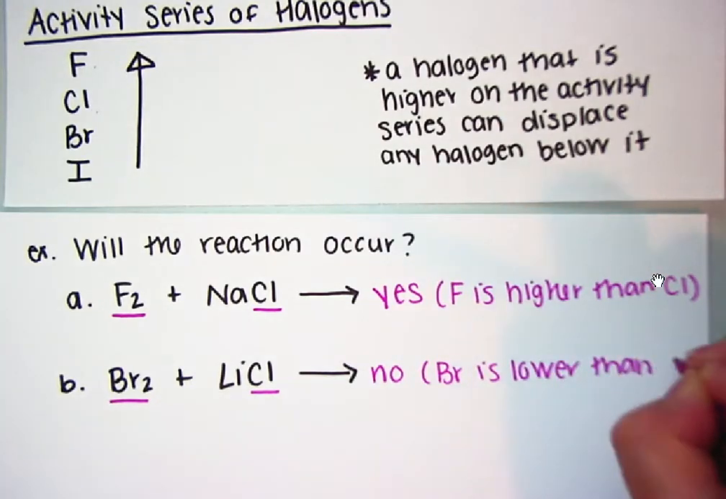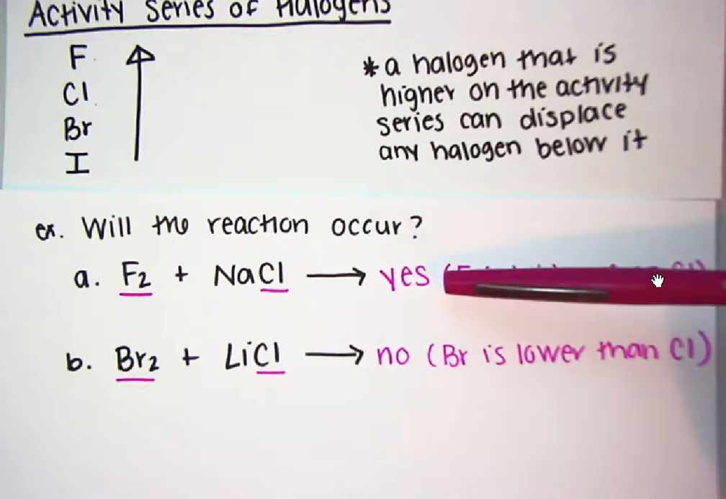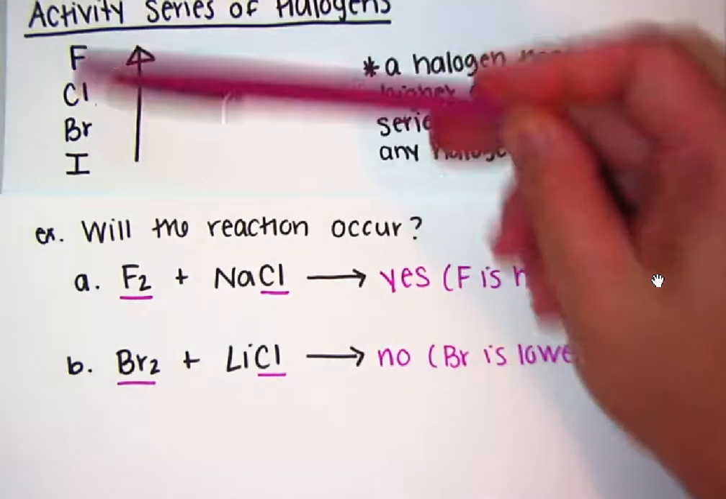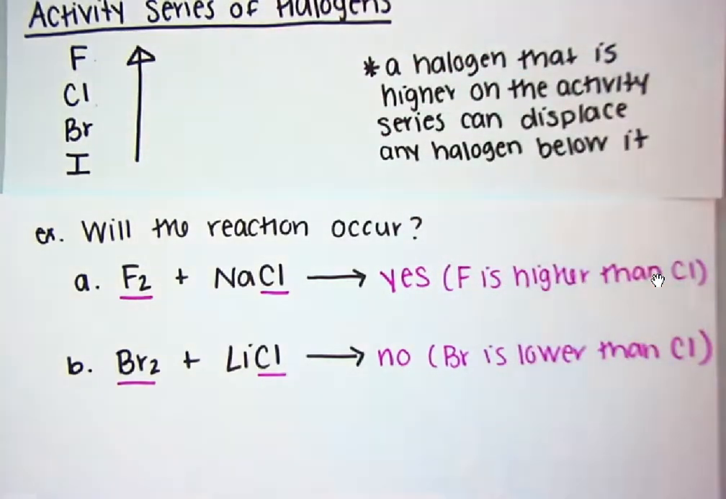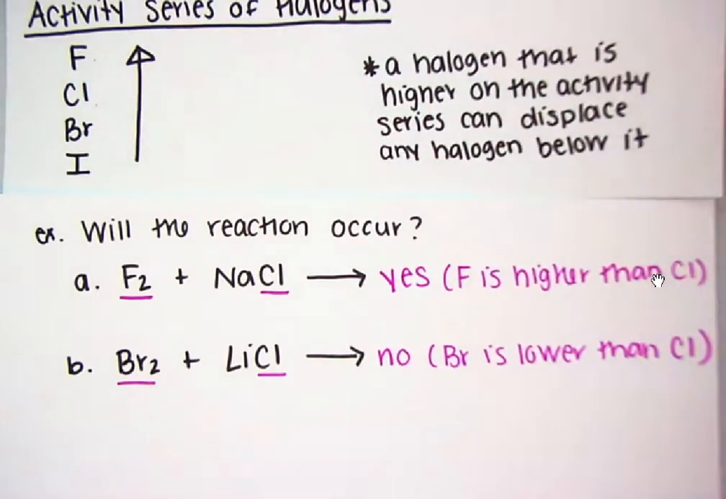So whether we're comparing metals or we're comparing halogens, we're going to do them the same way. If the element is higher, it can displace it, and yes, the reaction will occur. Fluorine is higher than chlorine, it displaces it, so the reaction occurs. If it is lower, bromine is lower than chlorine, the reaction will not occur.